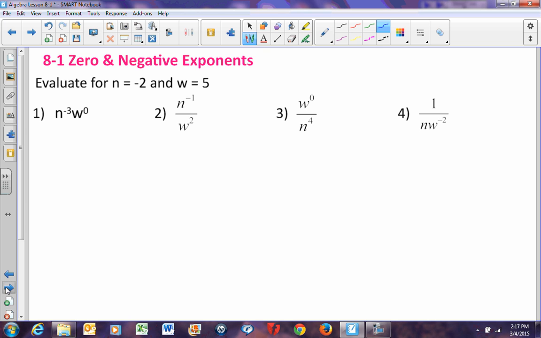It's either way. So if I looked at this, n to the negative third becomes 1 over n to the third, and w to the 0 becomes times 1. So I now have 1 over n to the third. Now I can substitute in for what is n. n is negative 2. So that becomes 1 over negative 2 to the third power. So that becomes 1 over negative 8, or negative 1/8.